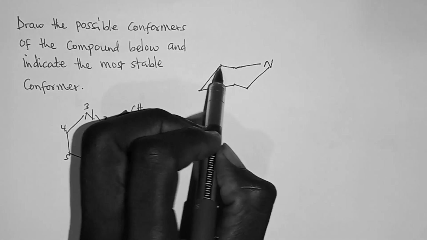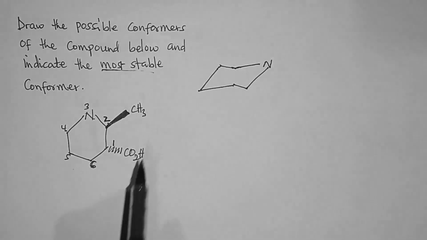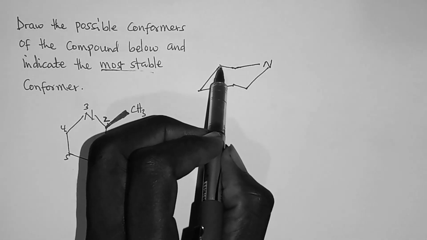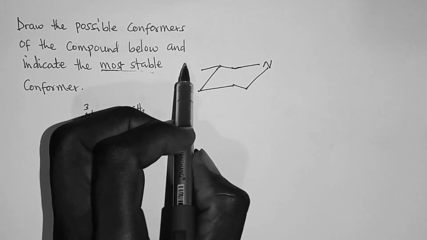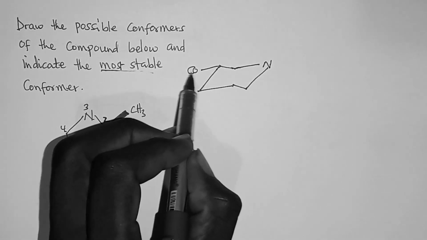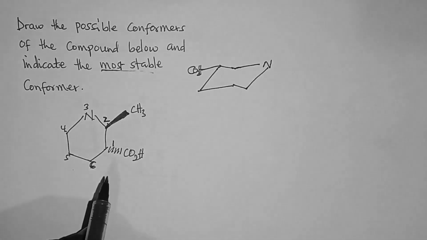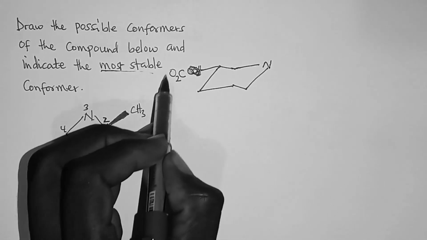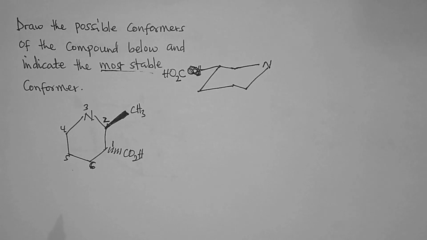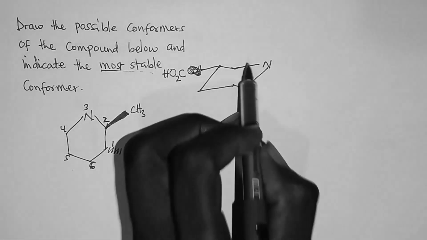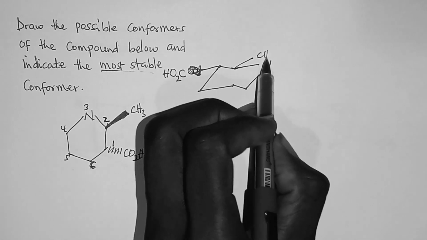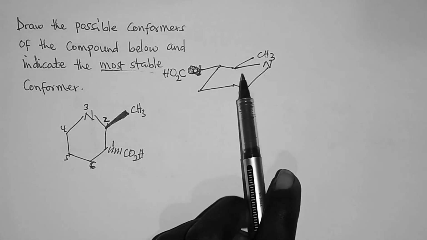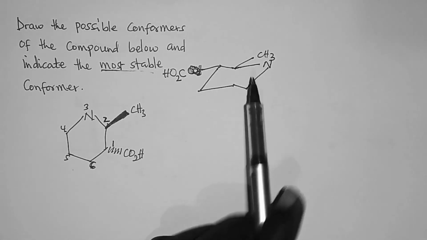And because we are looking for the most stable conformer, we need to put all in an equatorial position. So the carboxylic substituent, CO2H, will be in an equatorial position. Sorry, let me write it well. CO2H will be in the equatorial position. And then this substituent CH3 will also be in the equatorial position. Apart from this, we can also put both of them in an axial position.